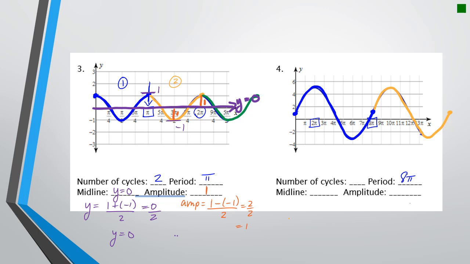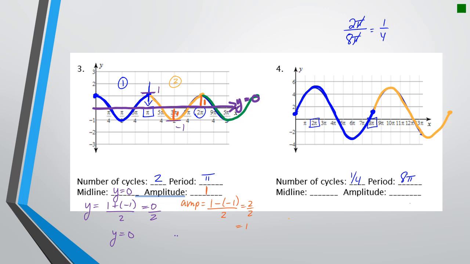So to figure this out, this is actually going to be a fraction. What we're going to do is take the portion that we want and divide it by the whole thing. If I reduce this, the pi's are going to cancel. 2 over 8 reduces to 1/4. So this is a quarter of a cycle between 0 and 2 pi.